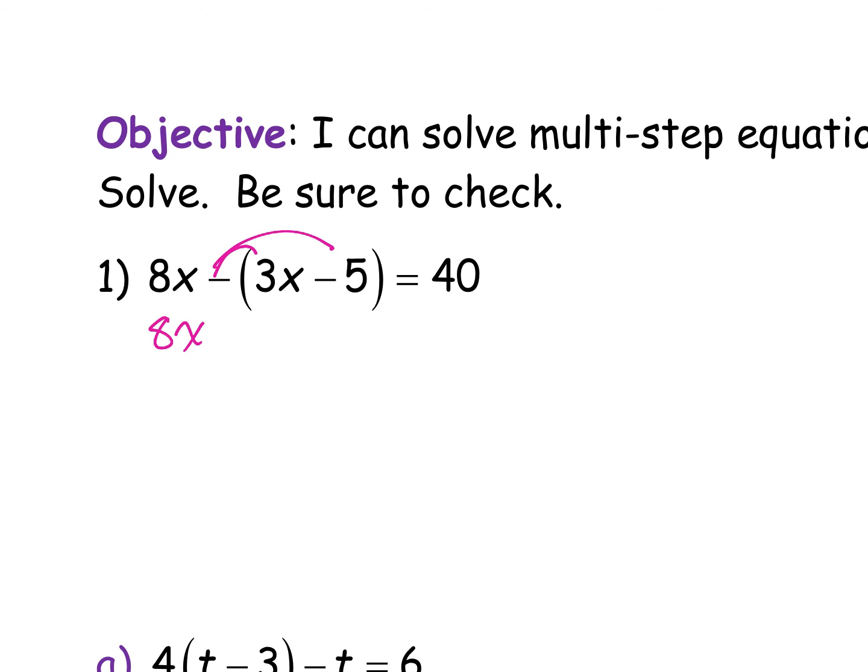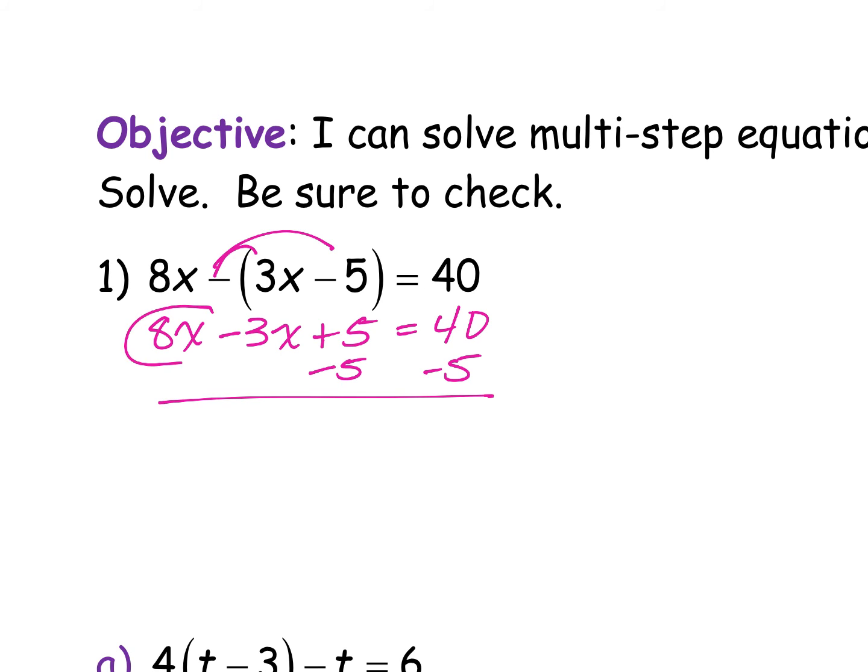So I get 8x minus 3x plus 5 equals 40. So I'm going to subtract 5 from both sides and add my like terms. So 8x minus 3x gives me 5x, and that equals 35. So if I divide by 5, what does x give me? 7. Good. Sorry, I gave you the answer instead of what the question said. Okay, not too bad so far.